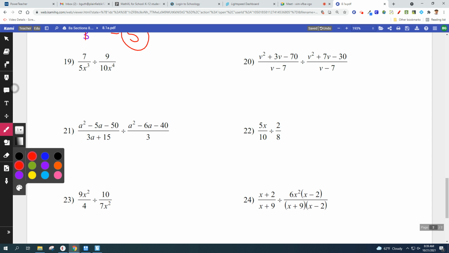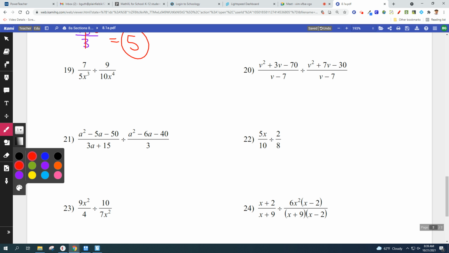Now division. People don't like dividing fractions just because they can't remember one little thing. When you divide fractions, you always are going to have to multiply by the reciprocal. All right, and you know this, and you probably remember this, but everybody forgets it. When you divide fractions, you have to multiply by the reciprocal.